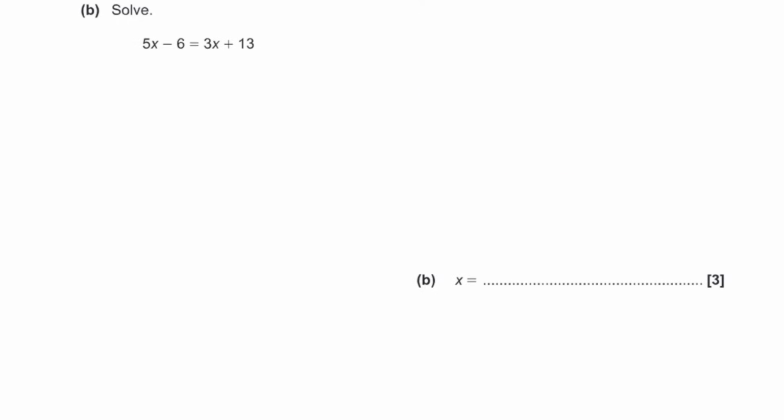Part B says 5x minus 6 equals 3x plus 13. I need to solve it. So I'm going to collect x's on one side, so let's subtract 3x from both sides.